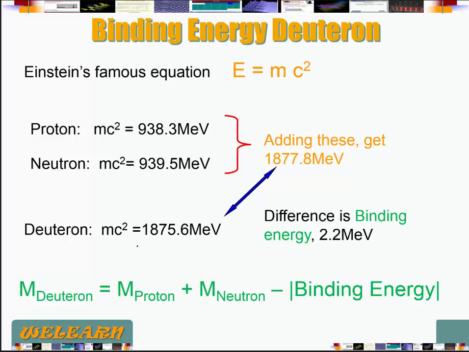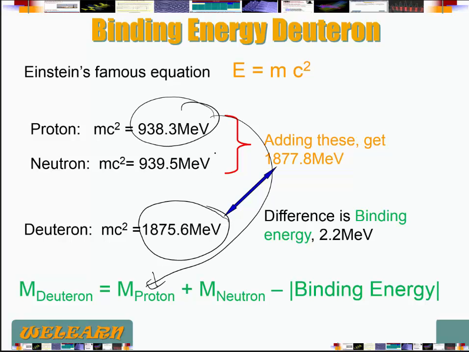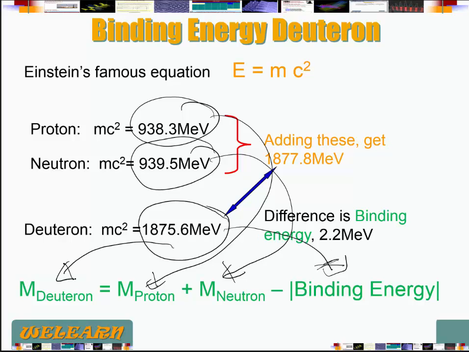For example, deuteron. The overall mass is given as 1875.6 MeV. In the case of the deuteron, that's one proton plus one neutron. So we add these up, we subtract from this here, and then we solve for the binding energy. That should come out as 2.2 MeV.